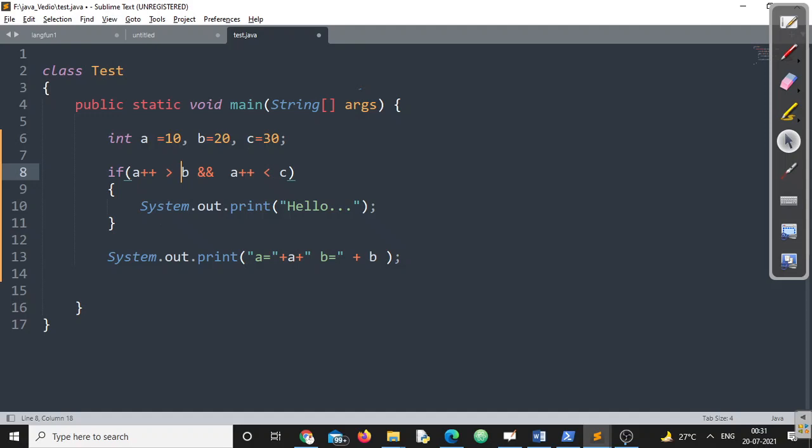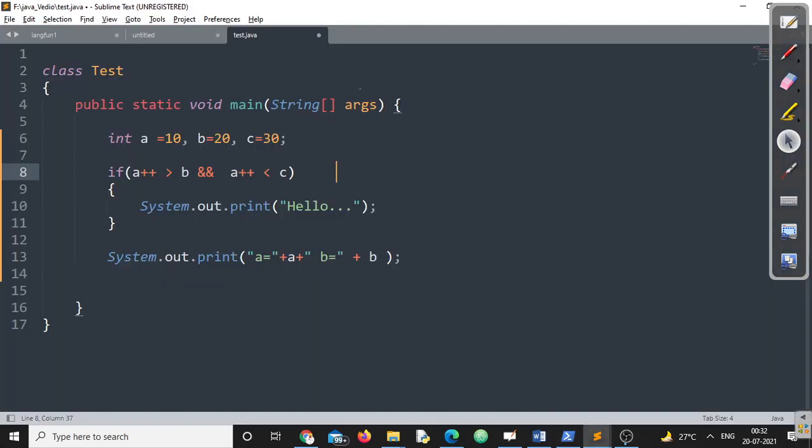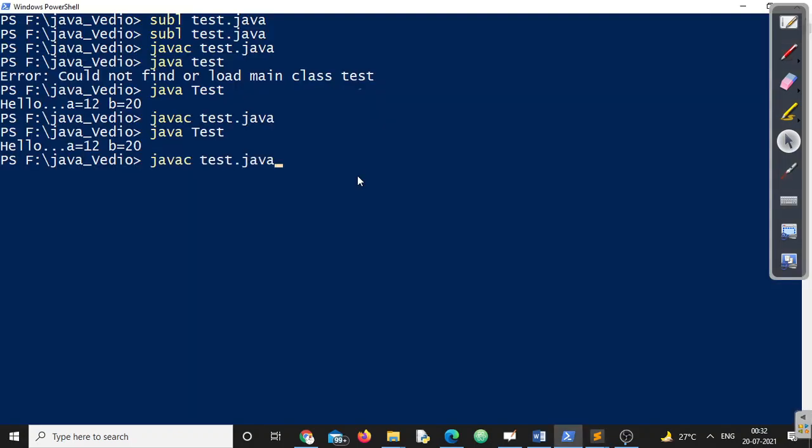Let us cross check with the Java compiler. Let us see what it says. Sorry, I think I have not saved this program. Now I have saved this program.